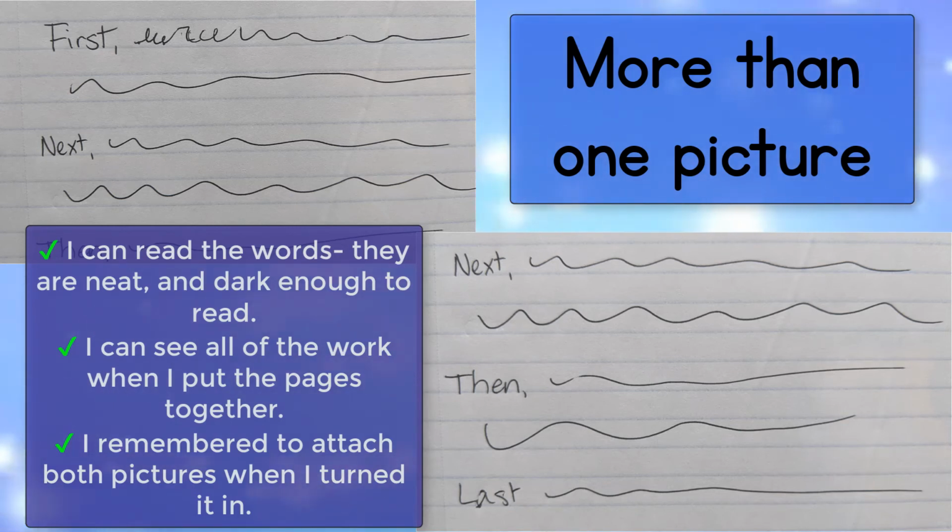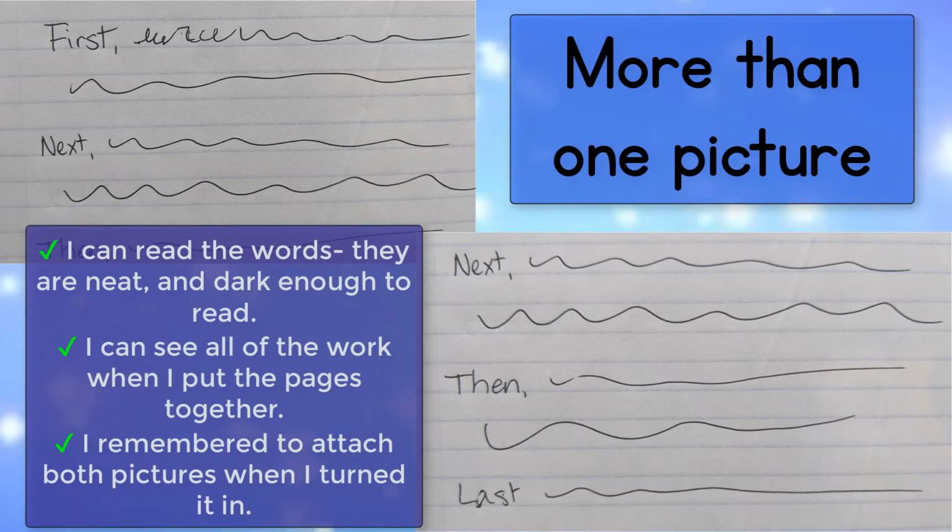Some of our friends took a picture of part of their work, and it looks like they might have taken a picture of another part of their work, but they only attached the one, so we can only see half of it. If I only attach that top picture, I don't see the then and last, which means I can't give you all of your points because you didn't do the whole assignment, or at least I didn't see the whole assignment.